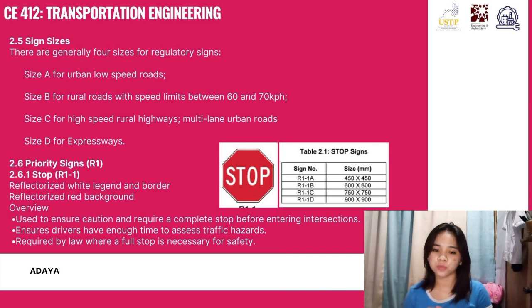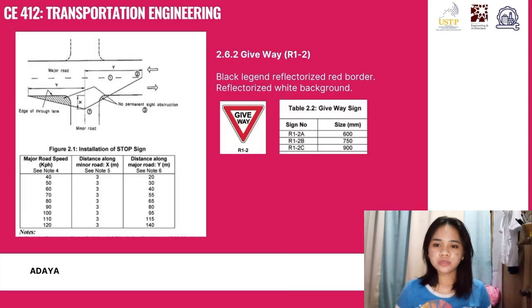First, 2.6.1 is the stop, or the R1. So stop has a reflectorized white legend and border on a reflectorized red background. You are probably familiar with the stop sign, it is a commonly known sign. So in overview, it is used to ensure caution and require a complete stop before entering intersections. It ensures drivers have enough time to assess traffic hazards, and it is required by law where a full stop is necessary for safety.